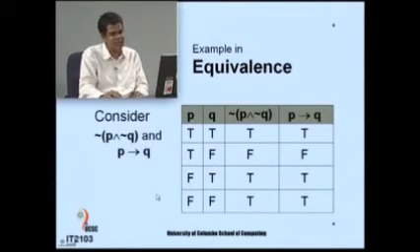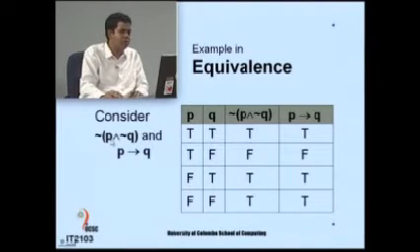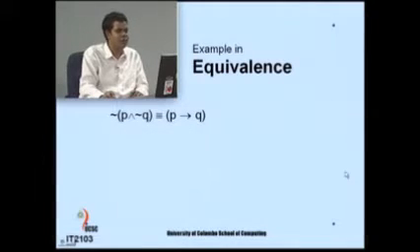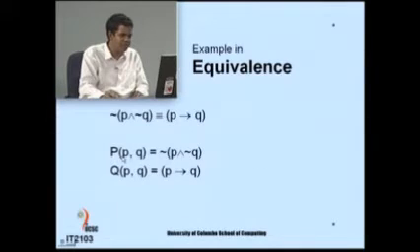Let us consider an example. Now, not P or Q, and P implies Q: we already considered the truth tables of both of these. If we look at the truth tables closely, we see that for all values of P and Q, not P or Q and P implies Q have the same truth values. So, therefore, we say that not P or Q and P implies Q are equivalent, or we can denote it in this form. So, as before, if we denote each of the compound propositions by functions, we can also denote it like this.